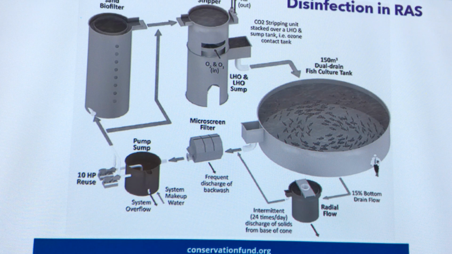The research of disinfection in RAS really predates my time at the Freshwater Institute. My old supervisor, Steve Sommerfeld, did a lot of work on UV and ozonation. So this is just our particular flavor of RAS at the Institute. This is a Cornell-style dual drain tank. We've got solids control with a radial flow settler and microscreen filtration, and then it's pumped up through a fluidized sand biofilter, then degassed in a serpentine column, and then a low head oxygenator adds oxygen before the water goes back to the tank.